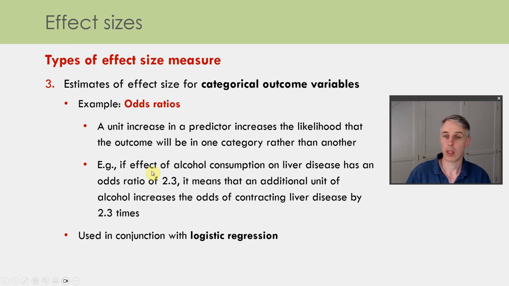So, for example, if you're looking at the effect of alcohol consumption on whether or not someone is subsequently diagnosed with liver disease, and the odds ratio in that analysis is 2.3, it means that each additional unit of alcohol will increase the odds of having liver disease versus not having liver disease by 2.3 times. An example of a technique in which you might see an odds ratio used as an effect size would typically be logistic regression, which is basically regression but with a categorical outcome variable rather than a continuous outcome variable.